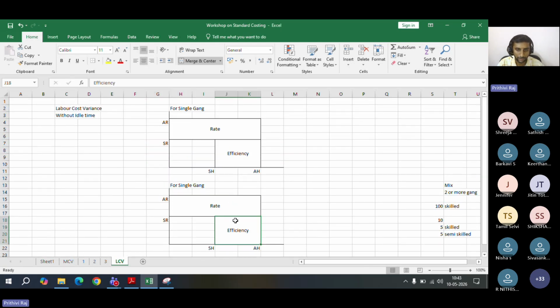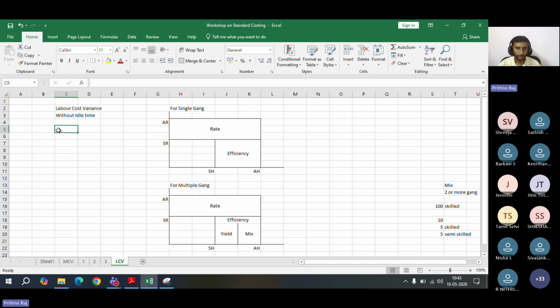Now what will happen if the mix is there? The efficiency will be divided into two categories. One is yield, the other one is mix. This is for multiple gangs, two or more gangs. Understood?